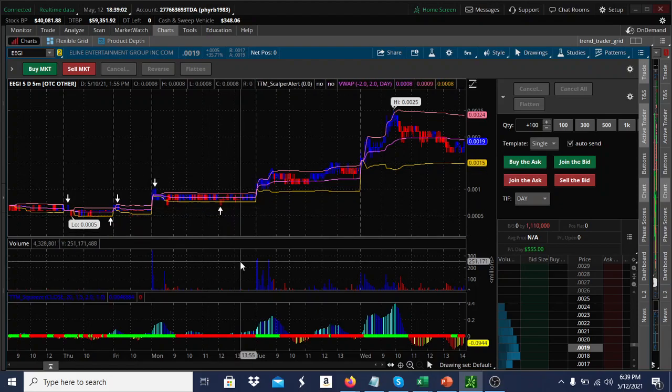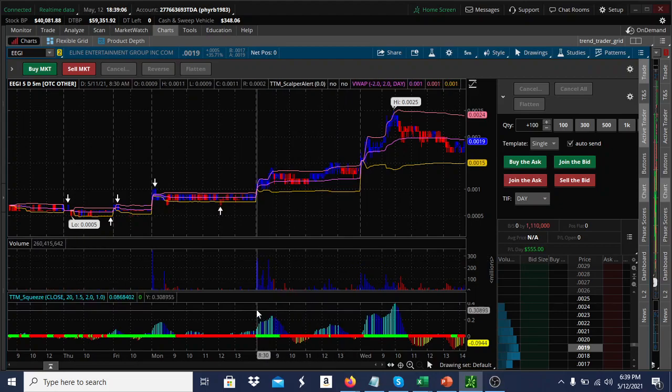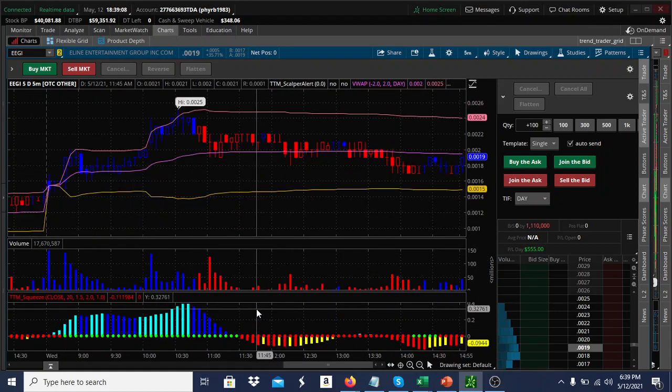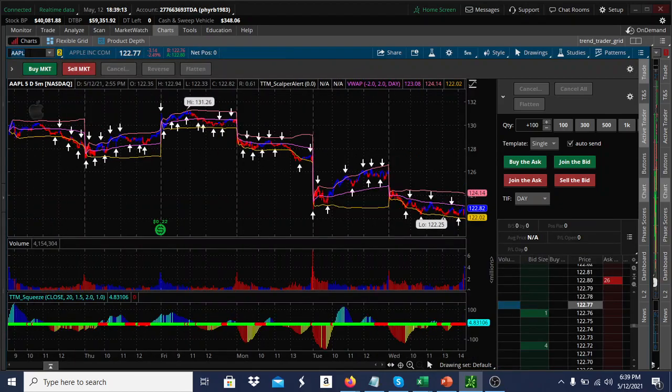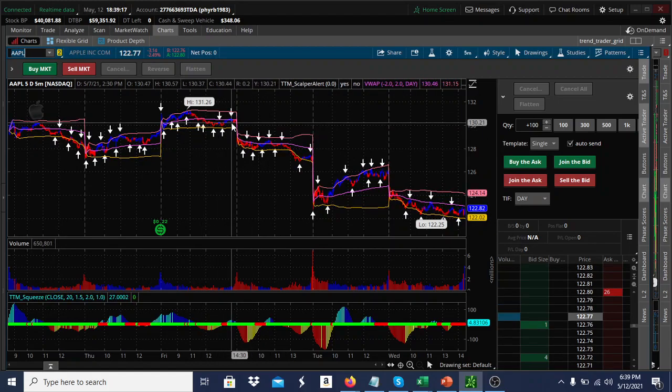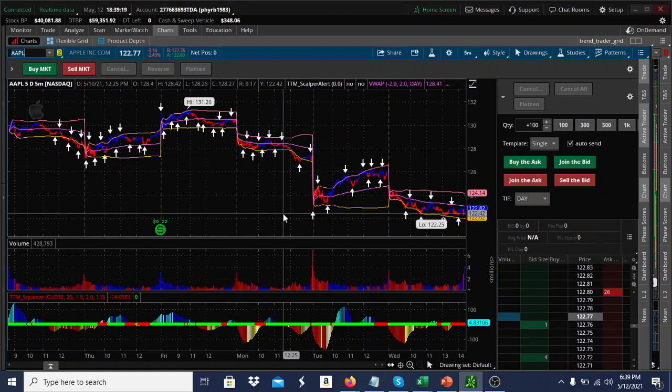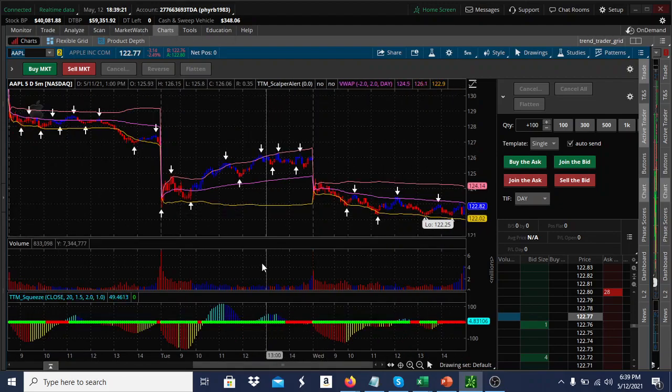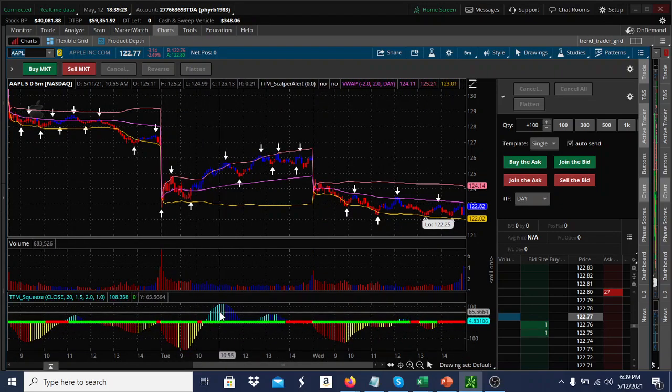So let's talk a little bit about that before we go into the actual trade. The idea with the TTM squeeze is you can see it down the bottom here. Let's go to Apple actually to give you a better view of a TTM squeeze. It's way more liquid, it just looks a lot better. So here's Apple. What you're looking at down here is these colored bars: red, yellow, cyan, and blue.